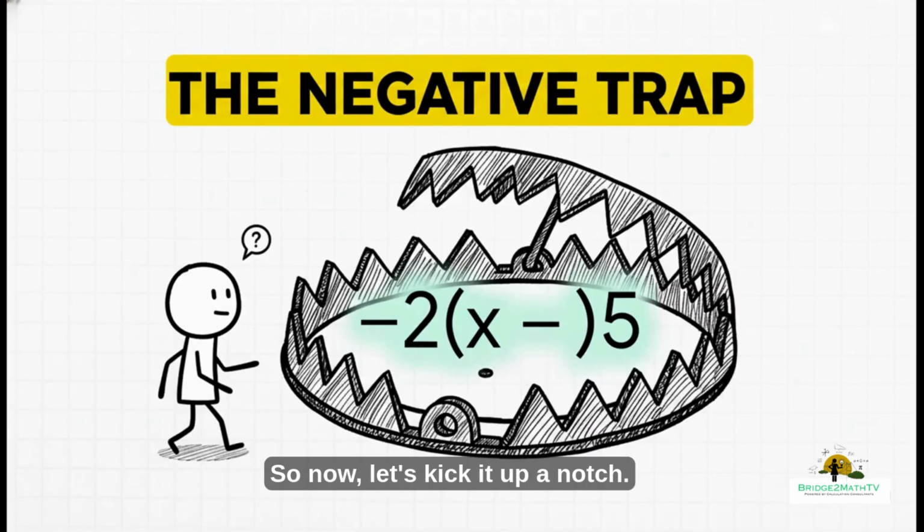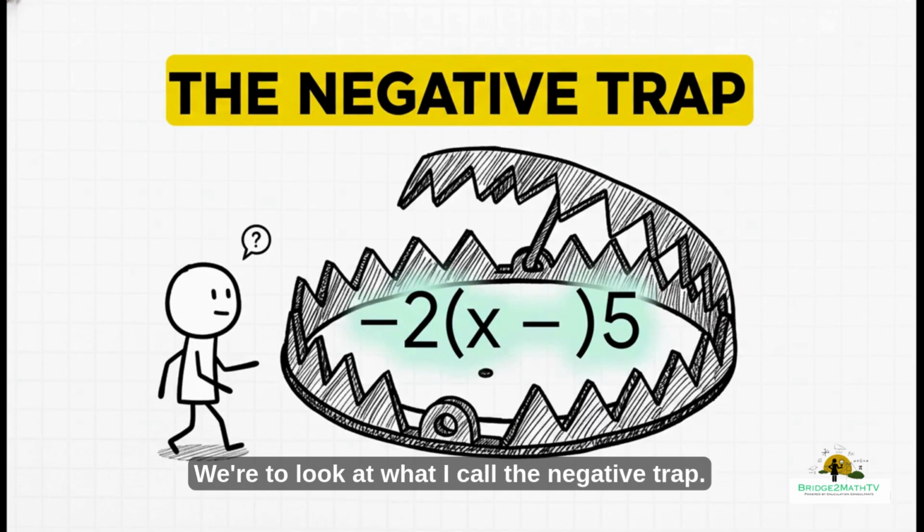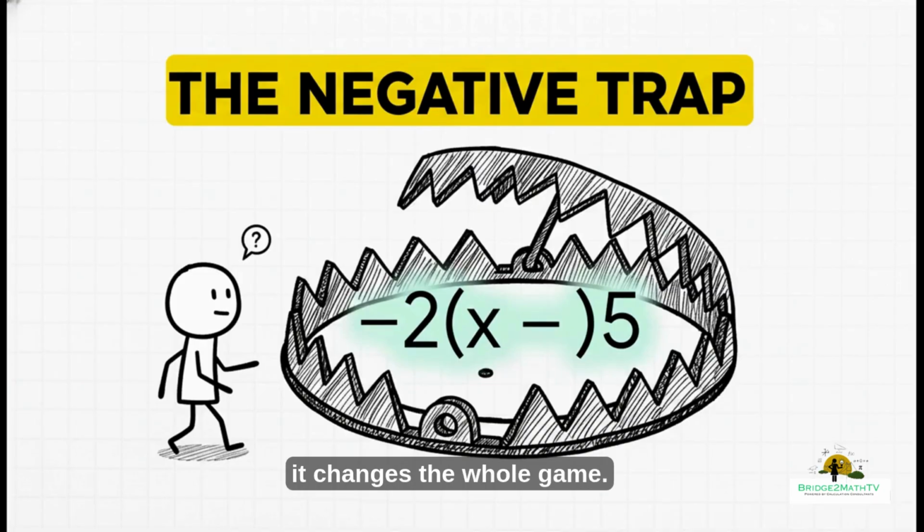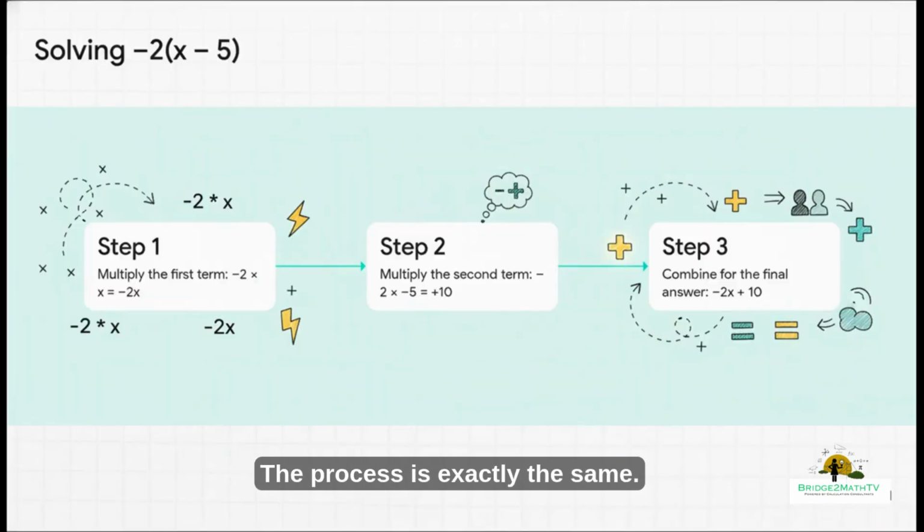So now, let's kick it up a notch. We're going to look at what I call the negative trap. Oh yeah, teachers and test makers love this one because it catches so many people. That little negative sign, it changes the whole game. The process is exactly the same. We just have to be a little more careful.